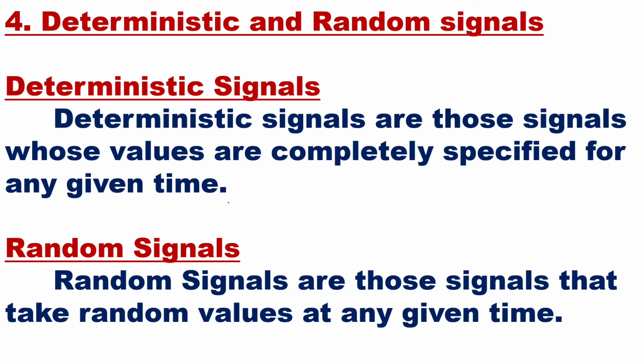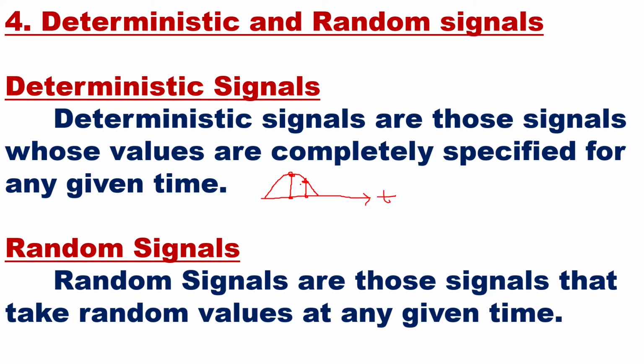Deterministic signals are those signals whose values are completely specified for any given time. For any given time, if you want the value of the signal, the amplitude, you will get it. Say for example, this is the time, and you will get a specified value. If this is the time, you will get a specified value. So deterministic signals are those whose values are completely specified for any given time.